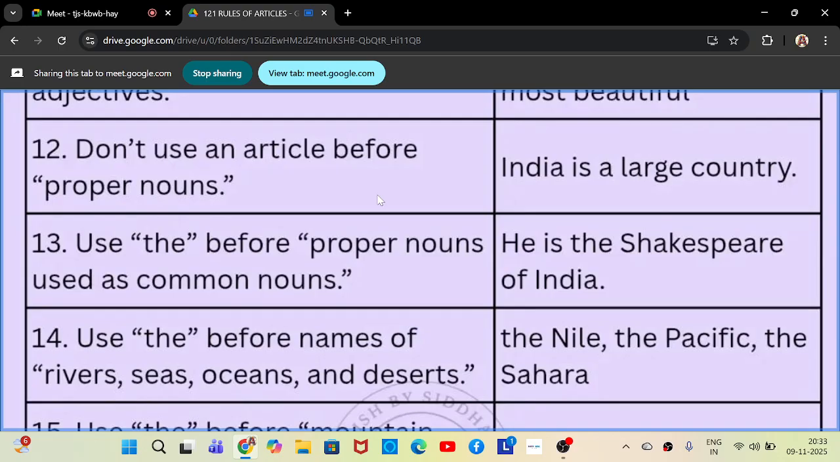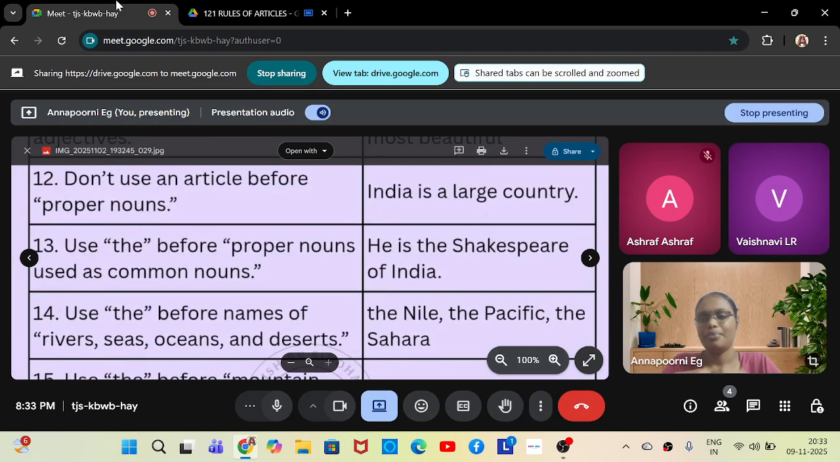Proper nouns are names of specific people, specific places, specific things, etc. For example, India is a proper noun because India is the name of a place, a country. So you should not say a India or an India or the India. Wrong. You can say India is a large country. India is my country. East or west, India is the best. So whenever you are using proper nouns, don't use any article with that.